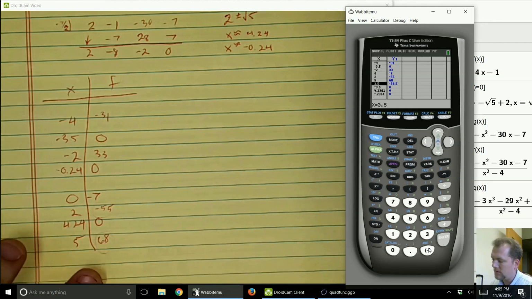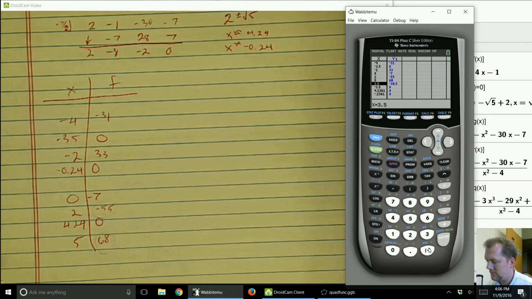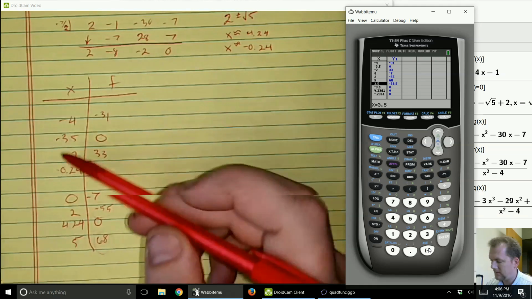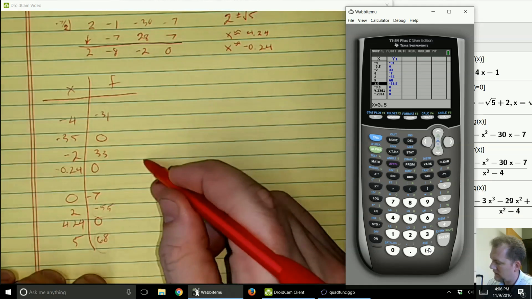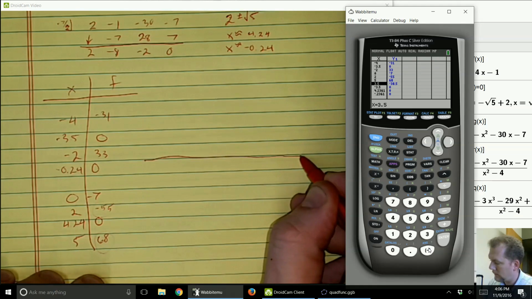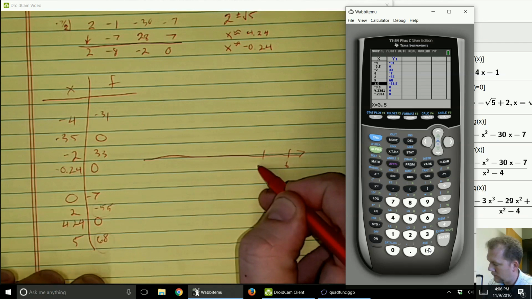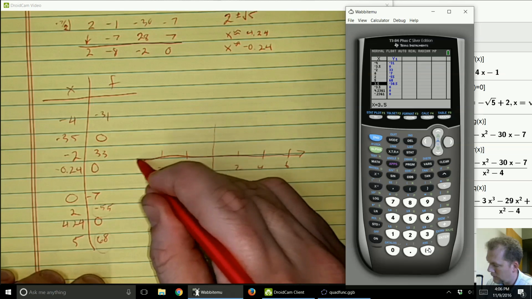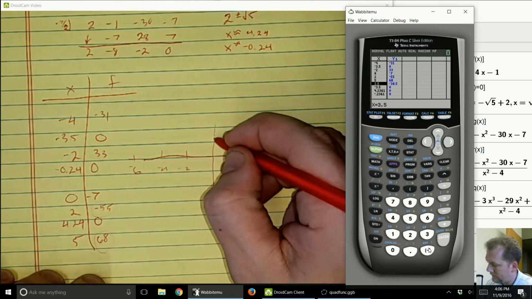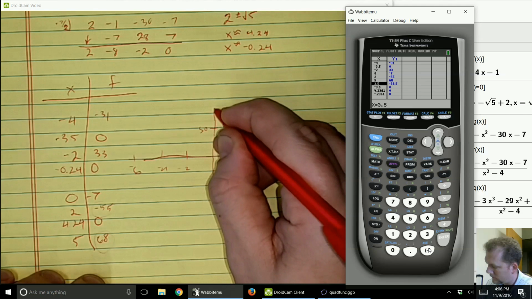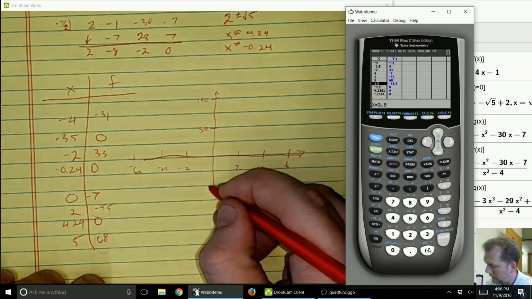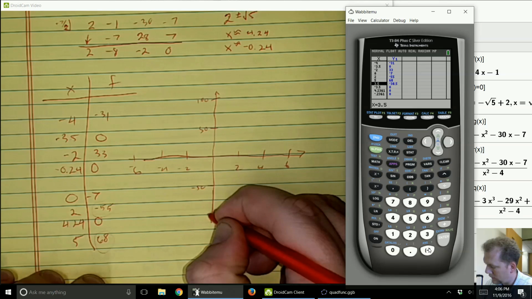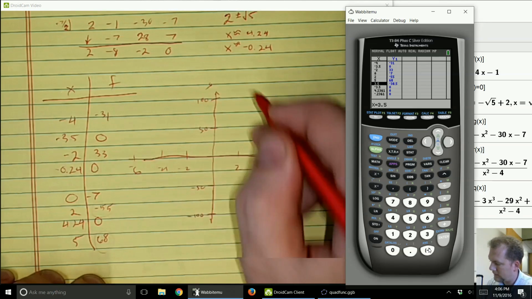So I'm gonna go negative 100 to 100. That ought to do it. And then I'll go maybe negative 6 to 6. There. Everything should fit nicely in there.